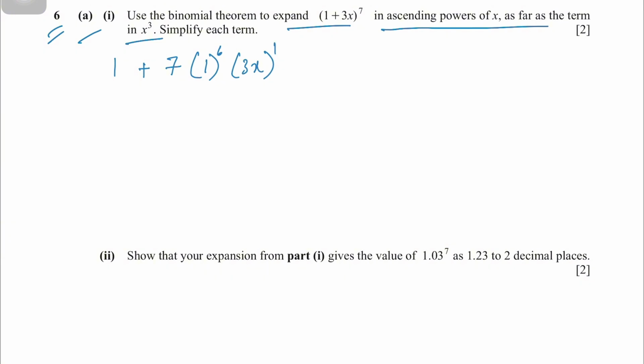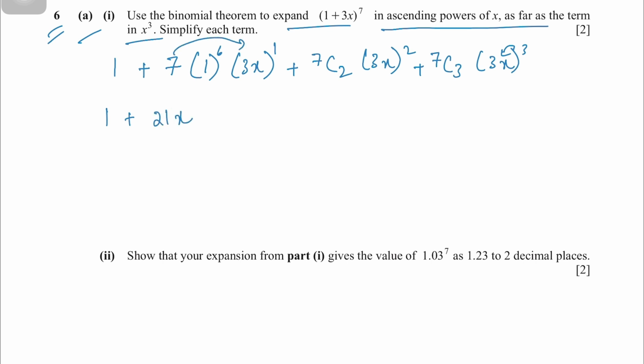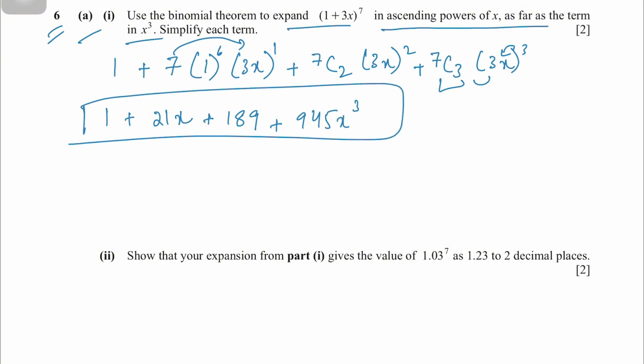So this would be 3x to the power 1. Then next would be 7c2 and 3x to the power 2. Then 7c3, 3x to the power 3. I think this is enough because this will make us x cubed. So we get our answer as 1 plus 21x, as 7 multiplied by 3 is 21. 7c2 and 3 squared, that is 9, is multiplied, so we get 189. And then 7c3 and 3 cubed, that is 27, is multiplied, so we get 945x cubed. So this is our final answer.